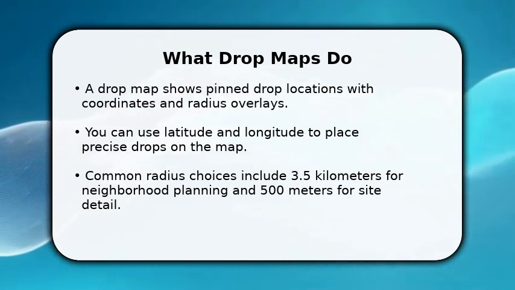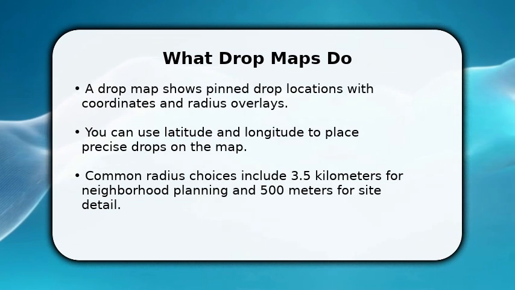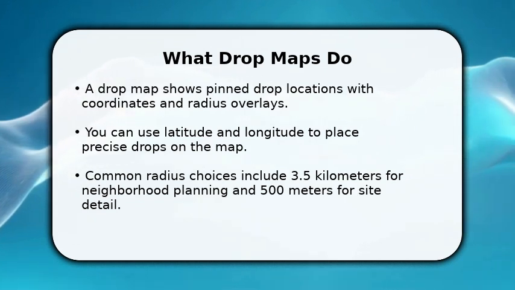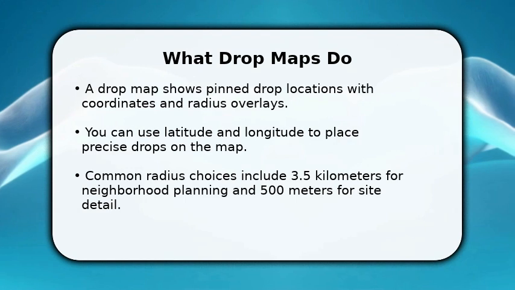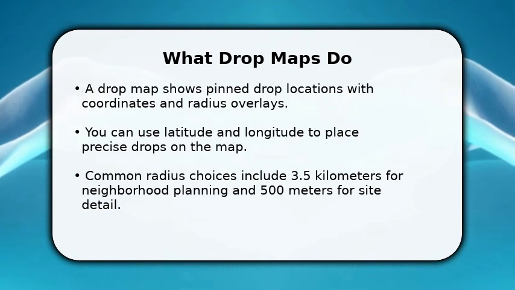Common radius choices include 5 kilometers for neighborhood planning and 500 meters for site detail. Overlays help plan coverage and avoid gaps. The visualization improves routing and decision-making for teams on the ground.